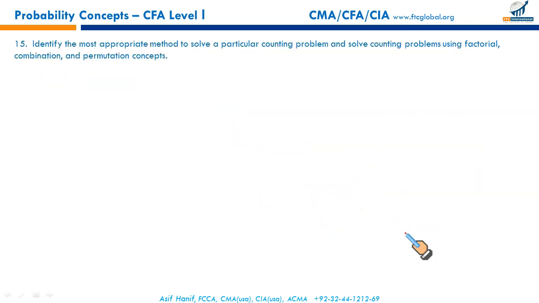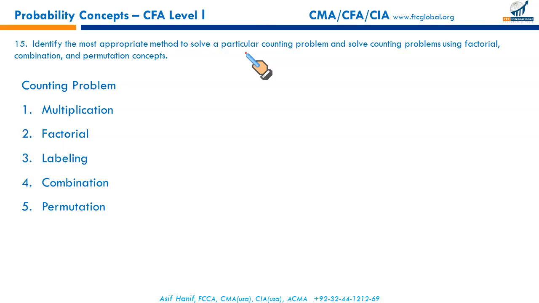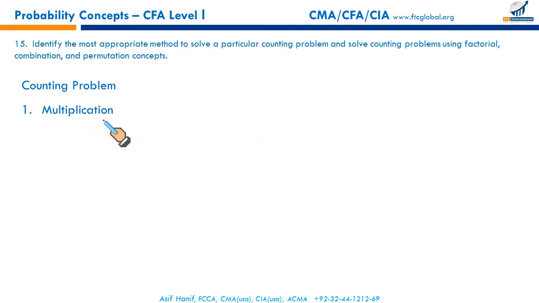Your last LOS: identify the most appropriate method to solve a particular counting problem and solve counting problems using factorial, combinations and permutations. First counting problem is multiplication. Now, there are five counting problems, and most of the students get confused. Where do we need to use which one? Let us discuss them one by one.